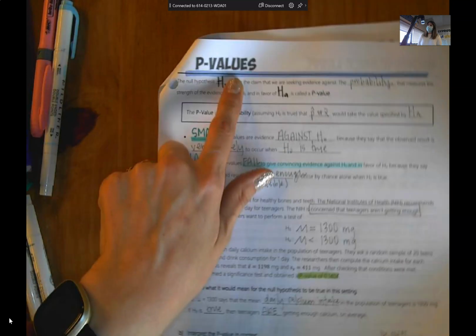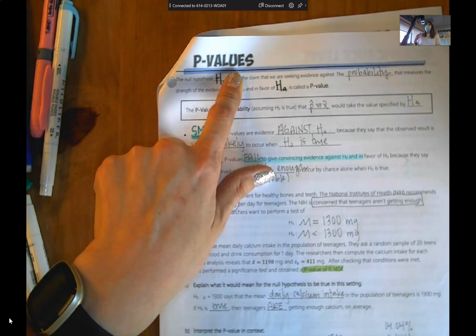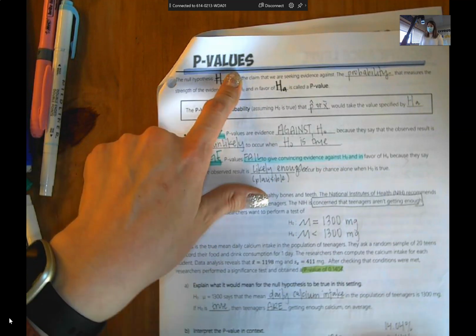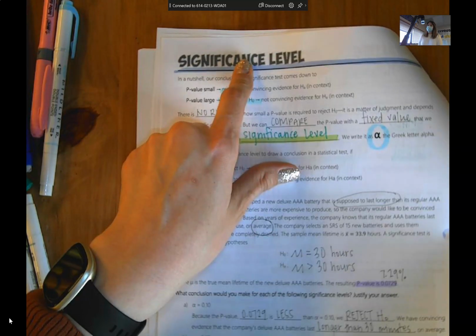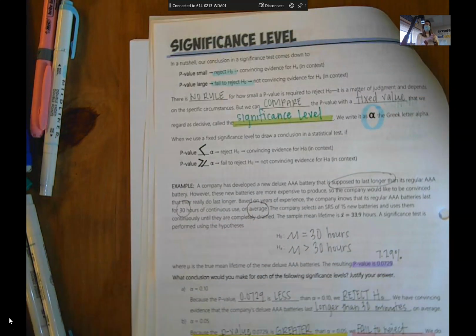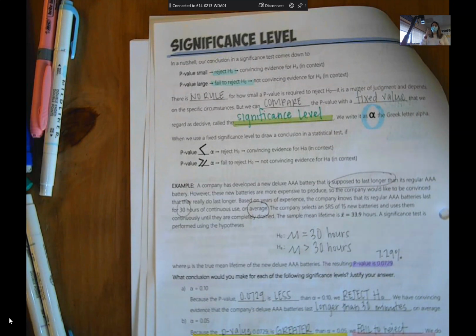Once you have your hypotheses, you can find if you have convincing evidence against the claim. To find convincing evidence against the claim, we use a probability, and we now know that that probability is called a p-value. How we know if that p-value is enough convincing evidence is by comparing it to a significance level. That's the last thing that we left off with: comparing our p-value to our significance level and deciding if we should reject or fail to reject the null.